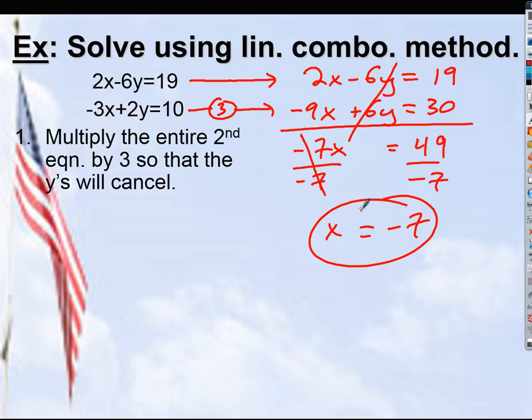Yeah, we get to plug that back into either one of the original equations. If one of them looks simpler, use that one. I don't think there's any huge difference. Why don't we go ahead and plug into the bottom one this time? It looks like a little bit smaller numbers.